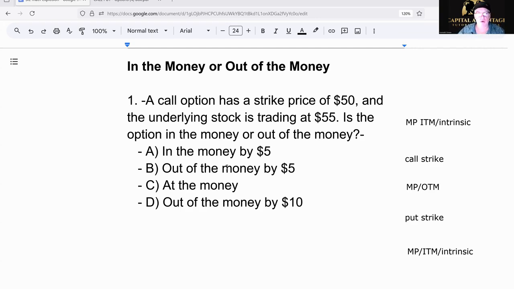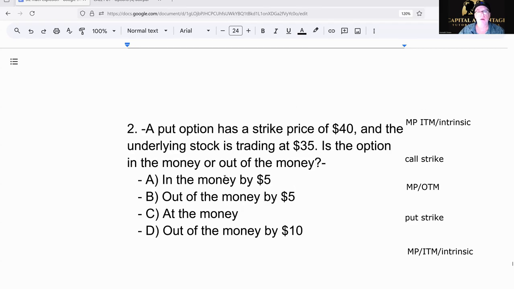Okay. Onward. Put option is a strike of 40 and the underlying stock is trading at 35. Okay. So look, the market price is below the put. So it's in the money by 5.